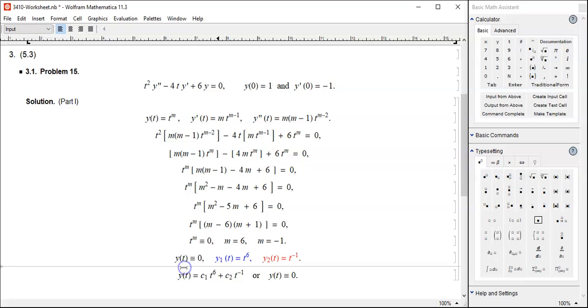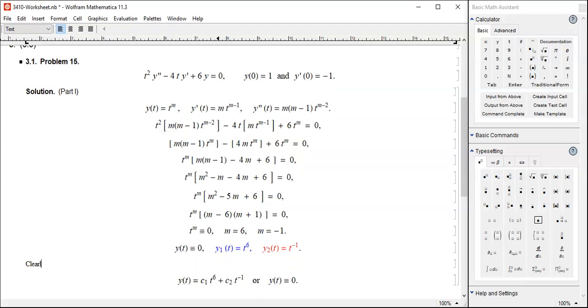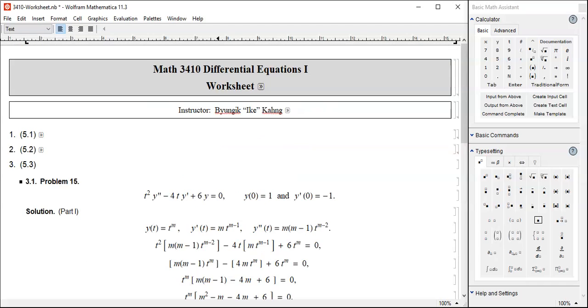By the way, one more comment here. I'm having some problem here. I hope this Mathematica doesn't break off. Can I even stop this recording?